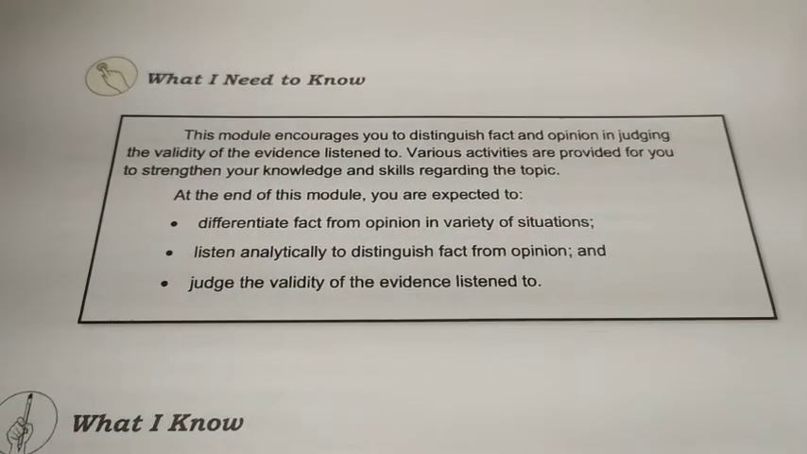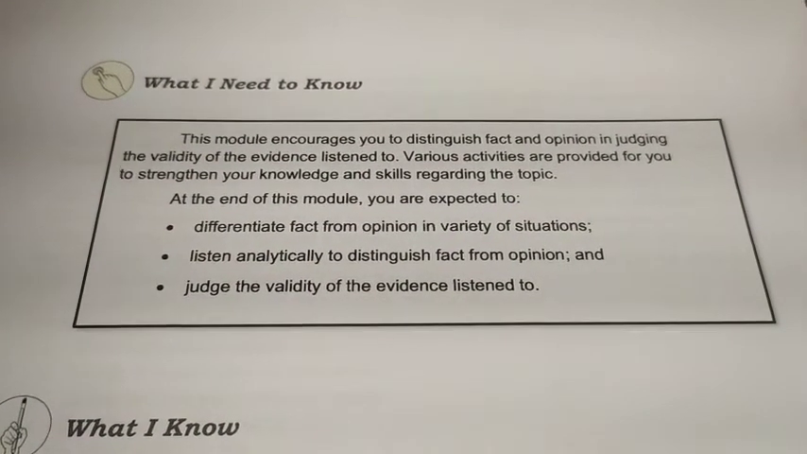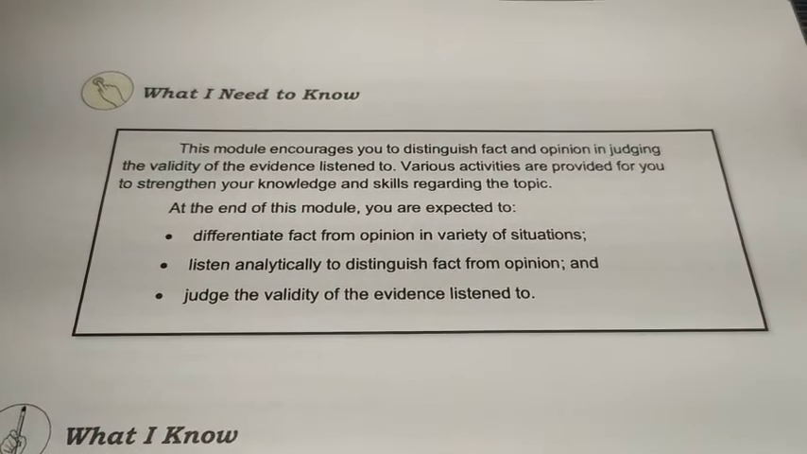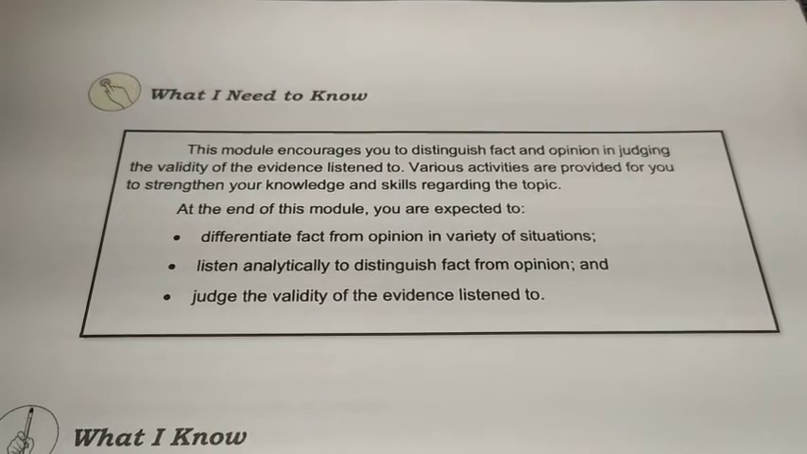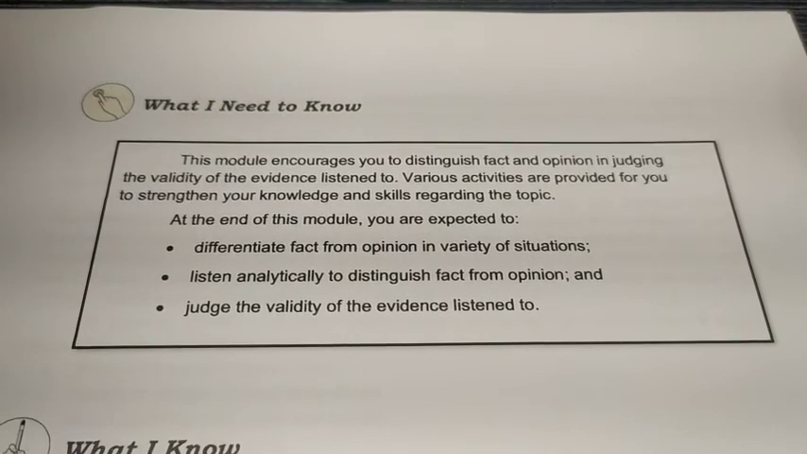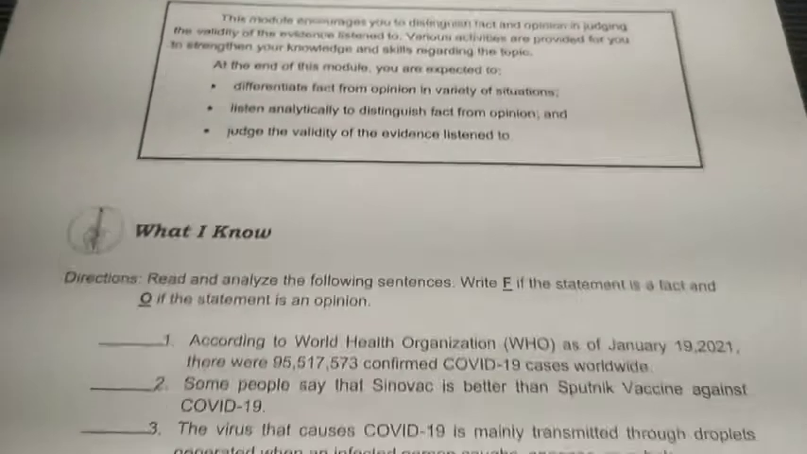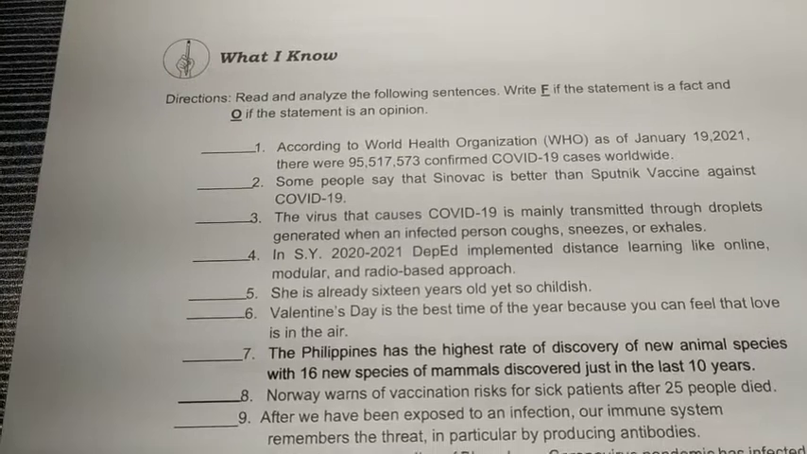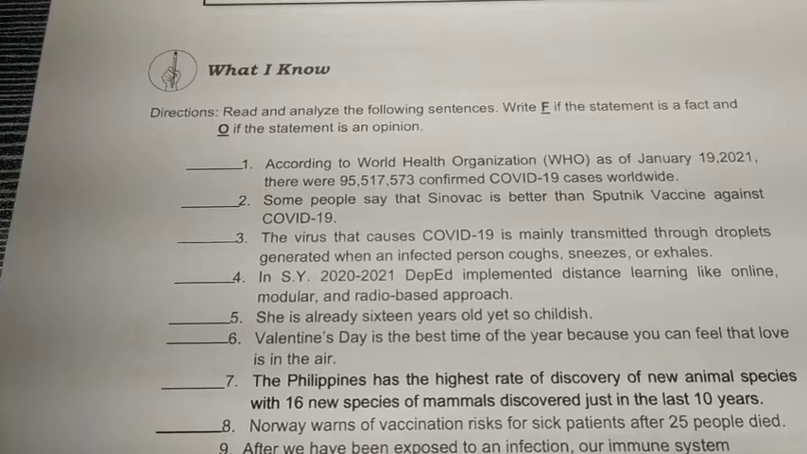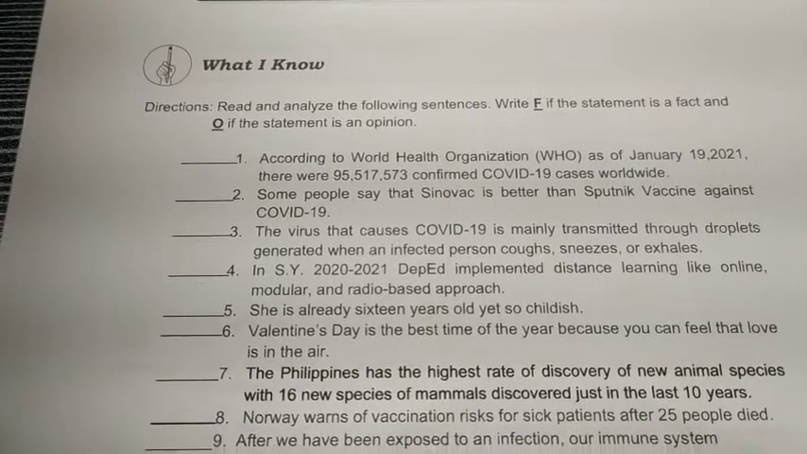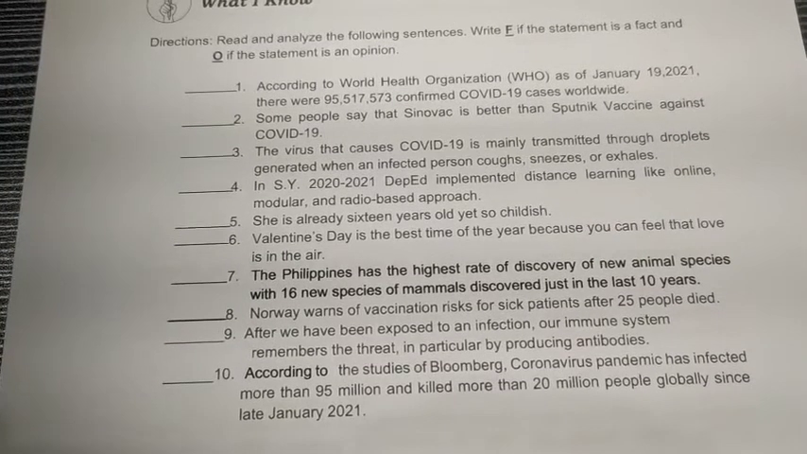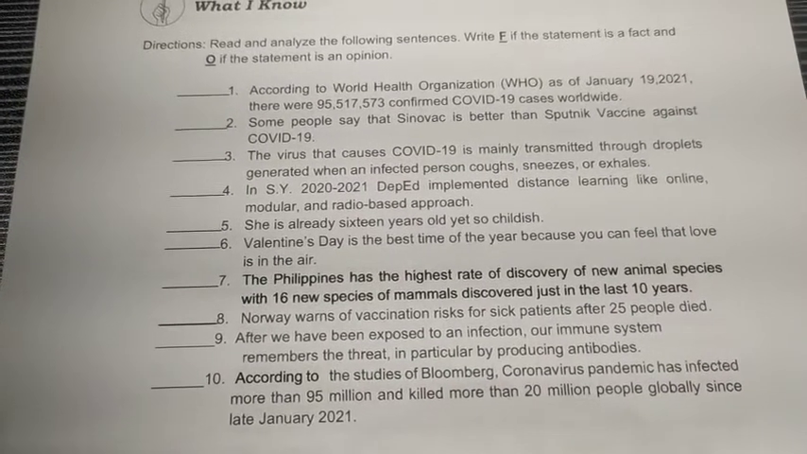So we have different objectives. The first one is to differentiate fact from opinion in a variety of situations. Second, listen analytically to distinguish fact from opinion. And lastly, judge the validity of the evidence listened to. So for the What I Know part, you will write F and O, capital F for fact and capital O for opinion. You will read those statements, then identify if it's a fact or opinion.